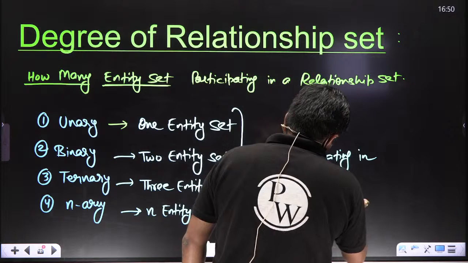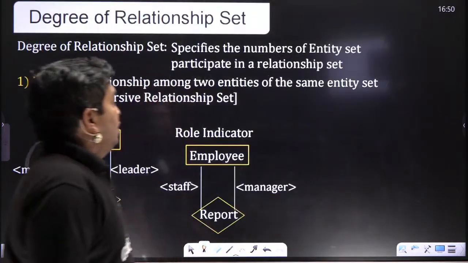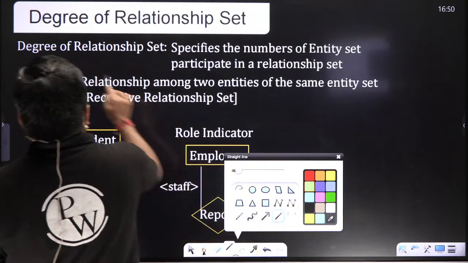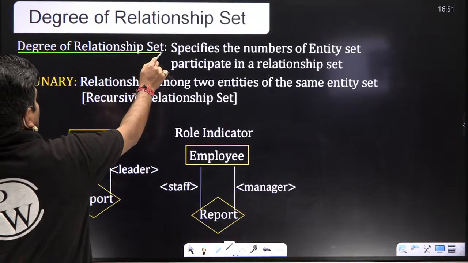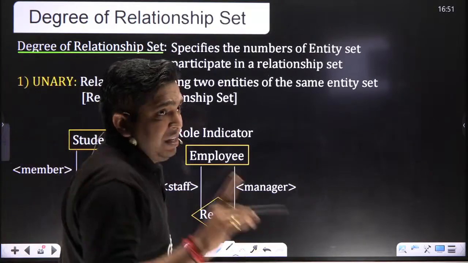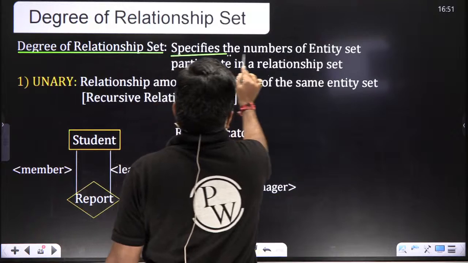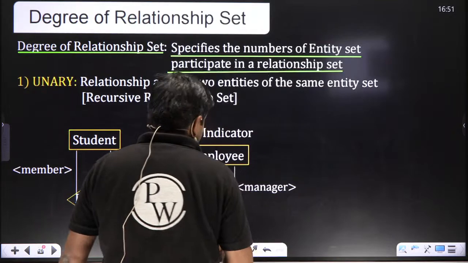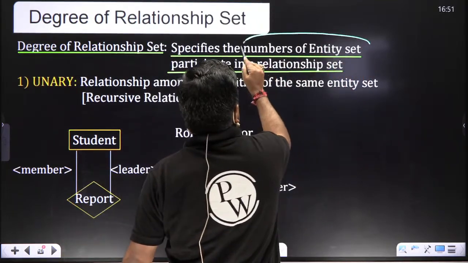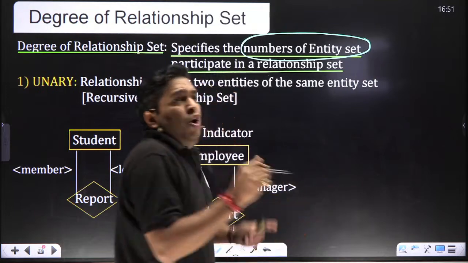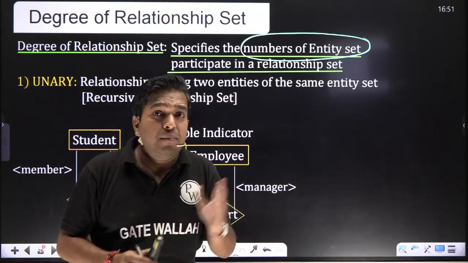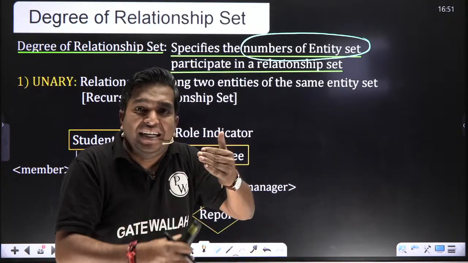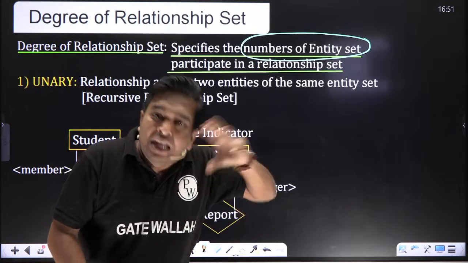Are you getting my point? Try to understand what I am talking about. Degree of relationship set specifies the number of entity sets participating in a relationship set. Not only entity, here I'm not talking about the entity. I am talking about how many entity sets participate.